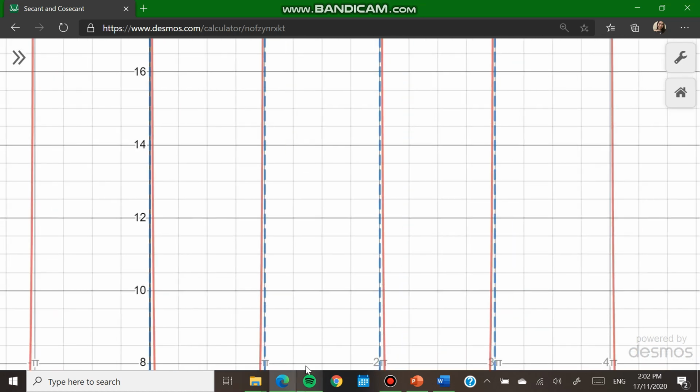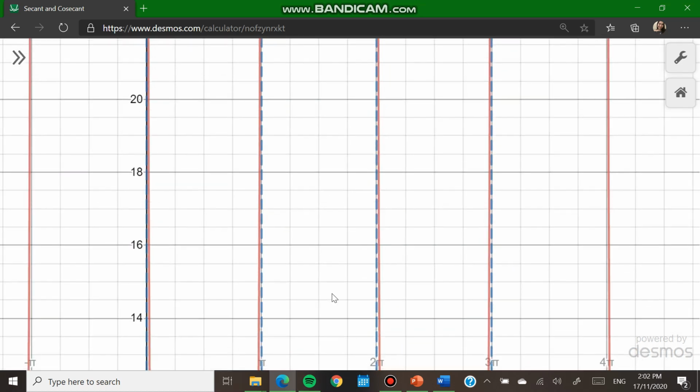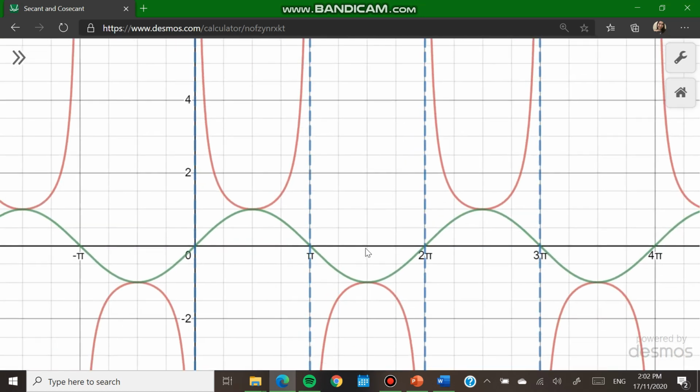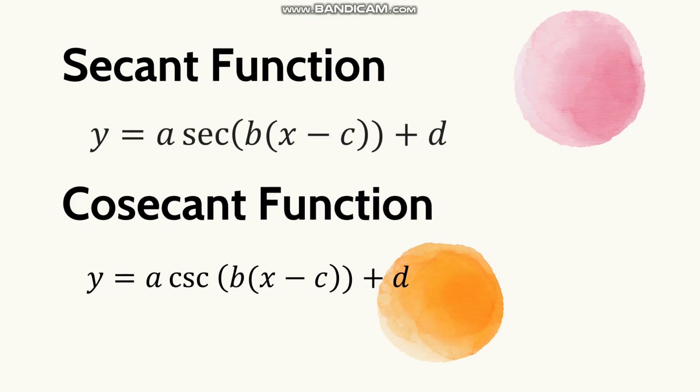So even if you go up here, they will not intersect at that line. So that is one thing that we have to consider for our graphs of secant and cosecant function. Now for the general form of our secant and cosecant function, we will just be following the same as with the sine and cosine.